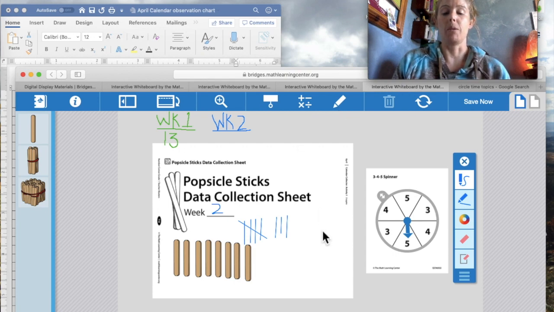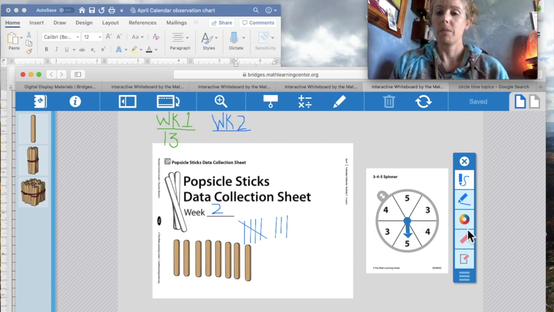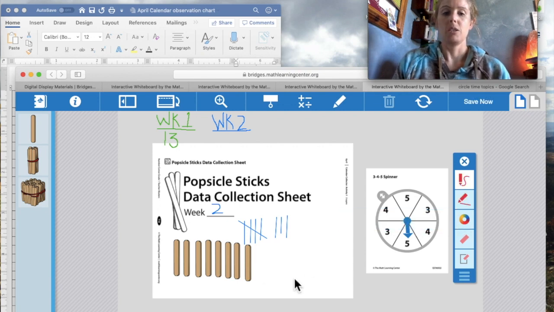Let's write our addition sentence here. Let's change our color. Let's make it red. So we have 8, and we are going to add 5 more for today's spin. So 8 plus 5. Let's add on our 5 popsicle sticks.